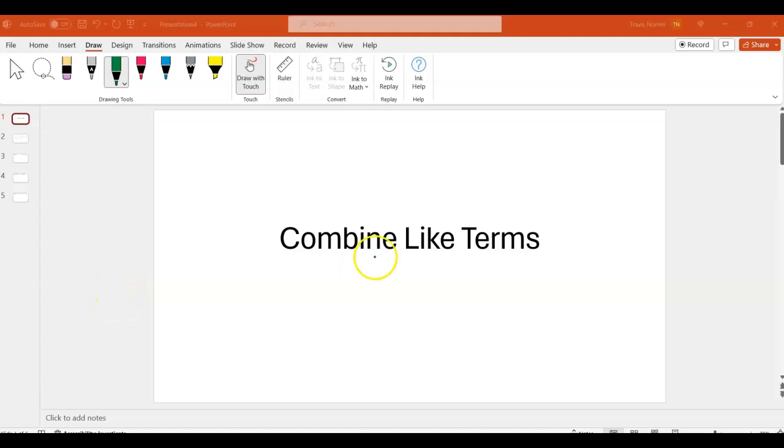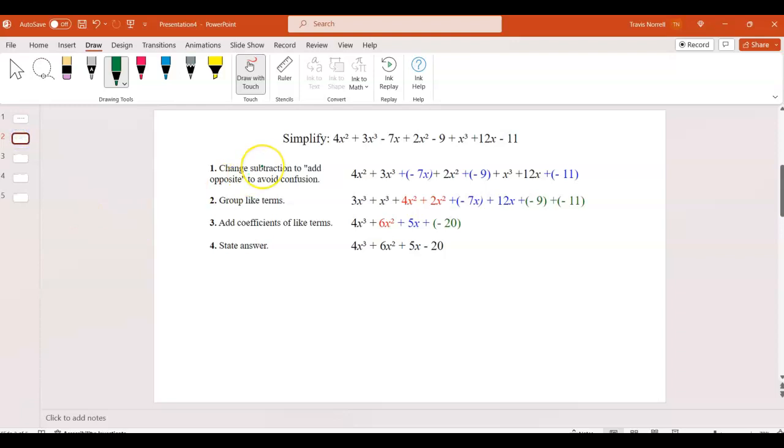Hi there, this is Susan Norrell, and we are going to be discussing combining like terms. In combining like terms, we have a couple of steps that we need to take.